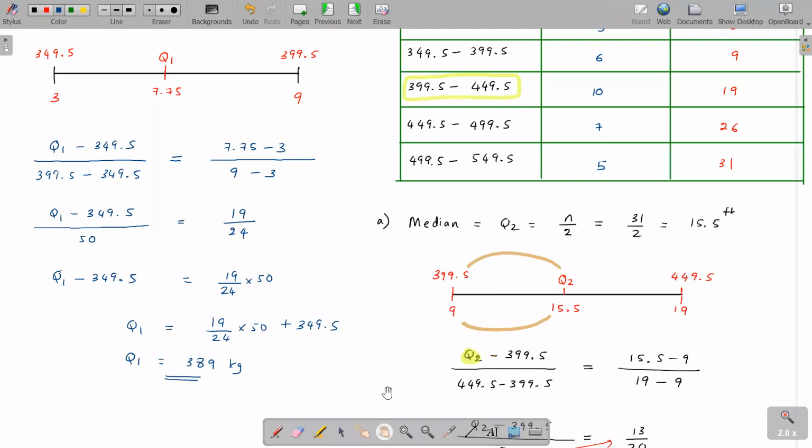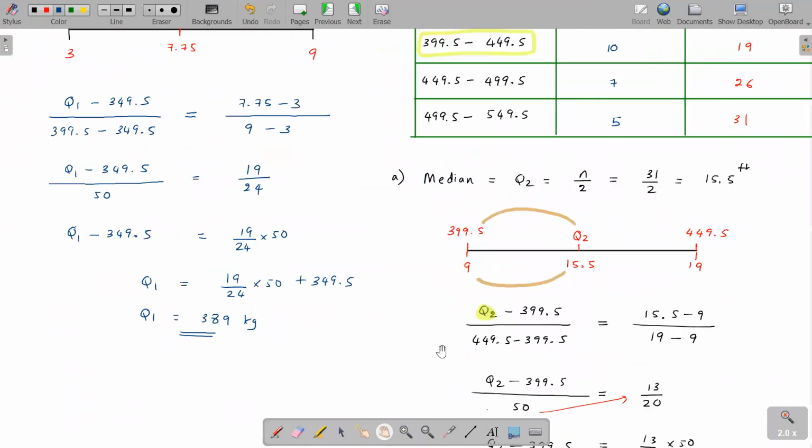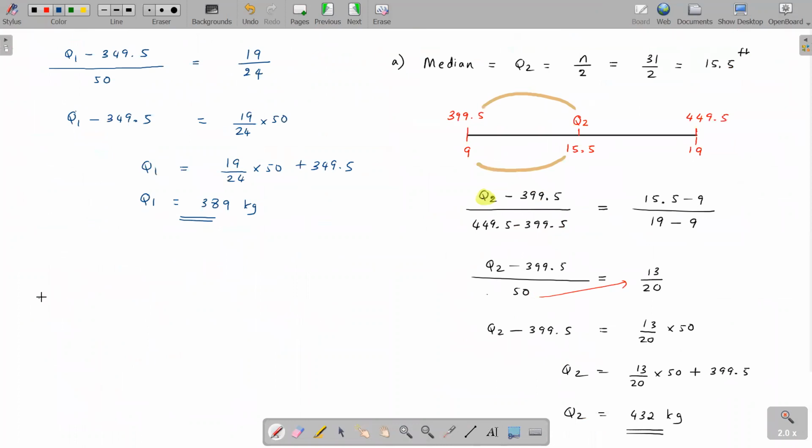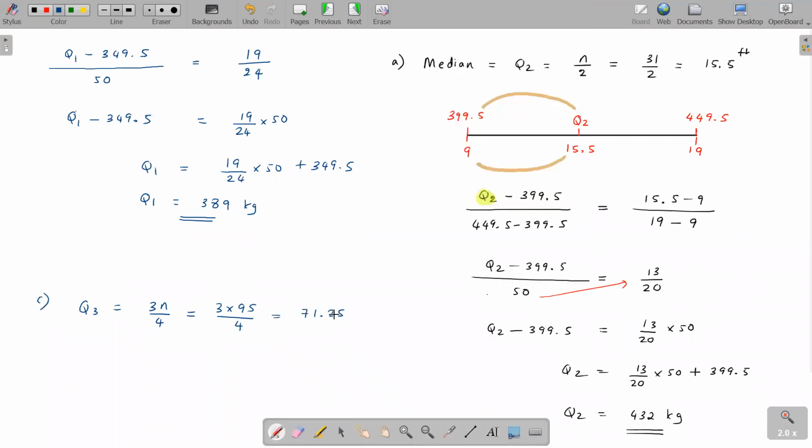Okay, then the next one, Q3. In part C, they want you to find the upper quartile, Q3. Shall we do that as well? How do we get the upper quartile? Q3 is 3n over 4. So which is 3 times 95 divided by 4. How much is it? 95 divided by 4 is 71.25. Guys, is that okay? So no rounding off here. We will directly be using the value.